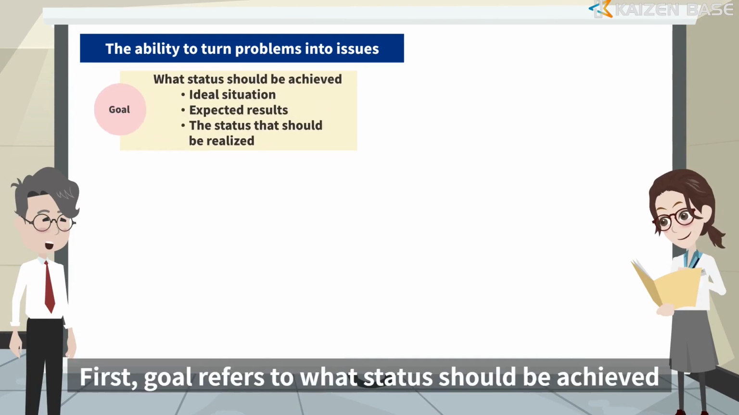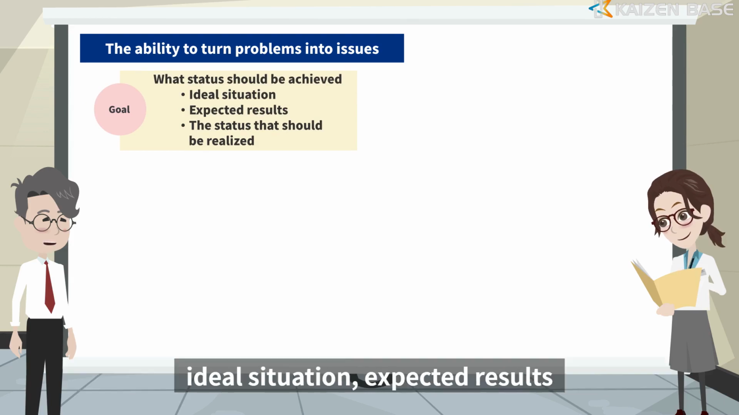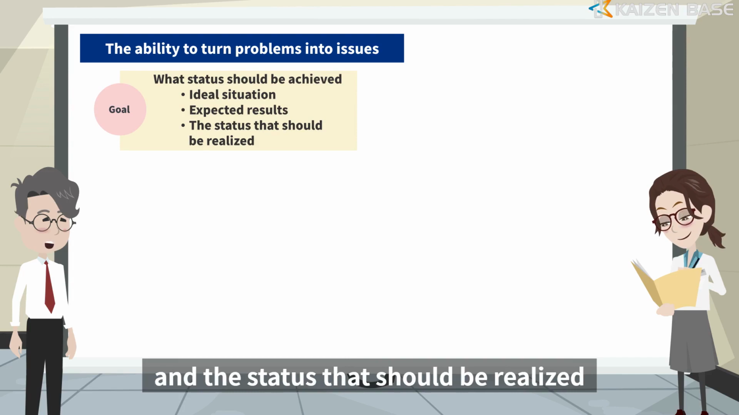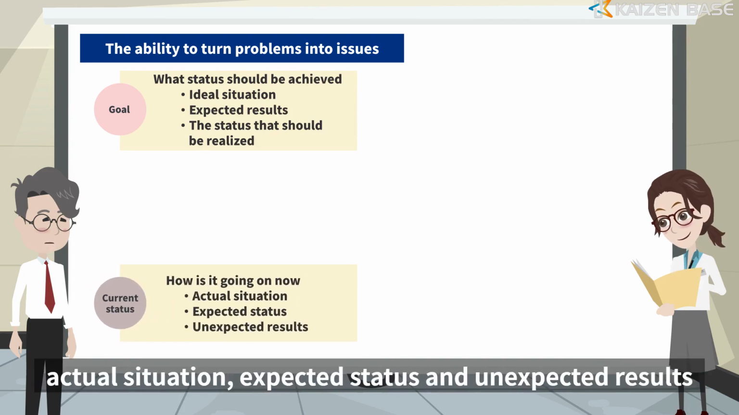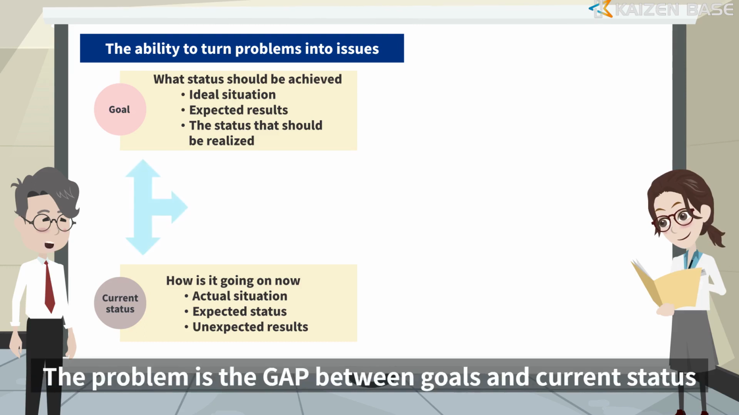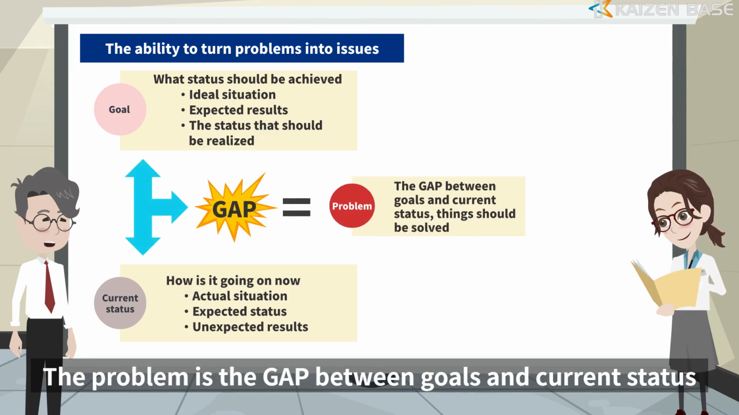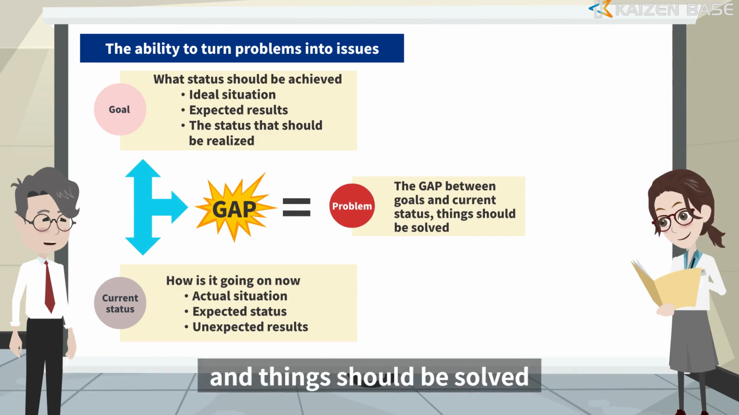First, goal refers to what status should be achieved, ideal situation, expected results, and the status that should be realized. And the current status refers to how is it going on now, actual situation, expected status, and unexpected results. The problem is the gap between goals and current status, and things should be solved.